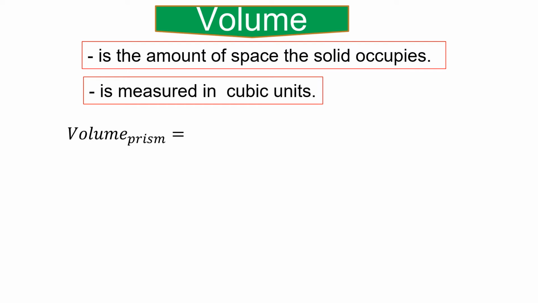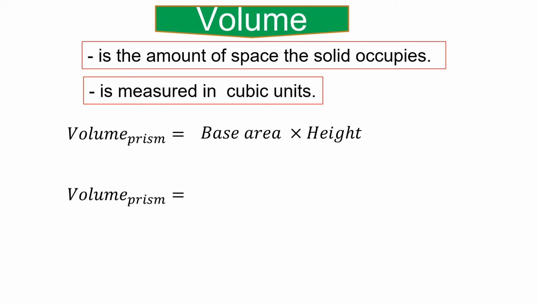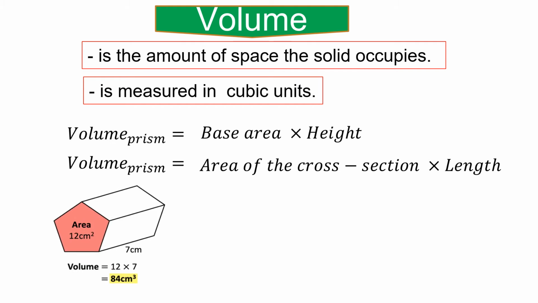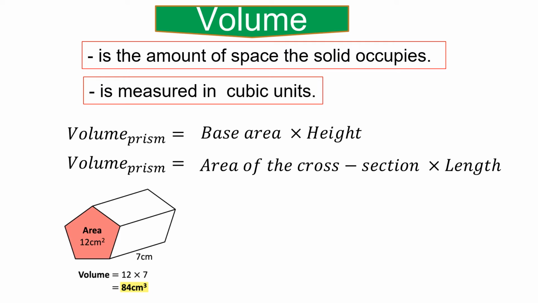So for the volume of any prism, it is equal to the base area times height. Or, in other words, area of the cross section times length. Sometimes we are using the area of the cross section, so do not be confused with that of the base area. They are the same. So using this pentagonal prism, the base area is already computed. What we need to do here is to multiply by its height. So this is the base area or the area of the cross section.